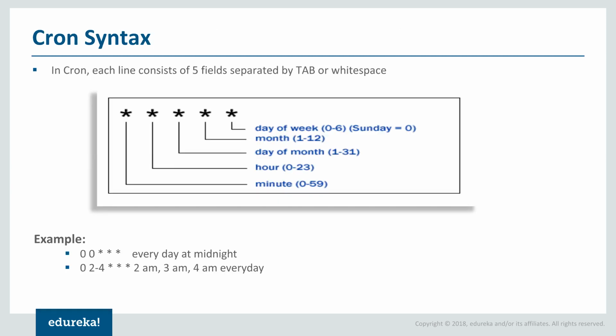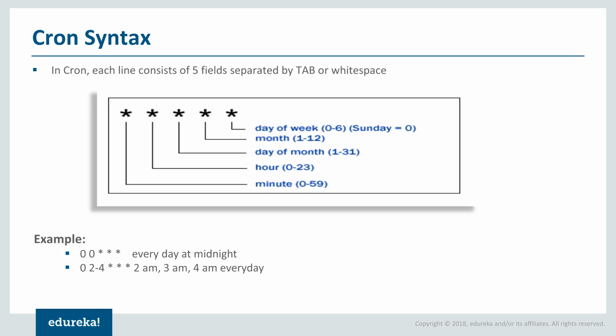So what does cron syntax look like? As we have spoken, cron is very similar to the cron in Linux, so the polling schedule works in exactly the same way. You have 5 different fields, separated by a tab, and this is how it looks. Each field indicates a specific thing. The first star is the minute, the second one is the hour, the third one is the day of the month, and the fourth one is the month, and the fifth one is the day of the week.